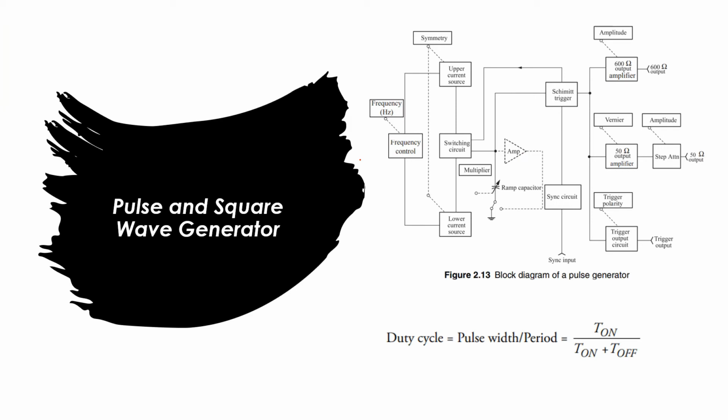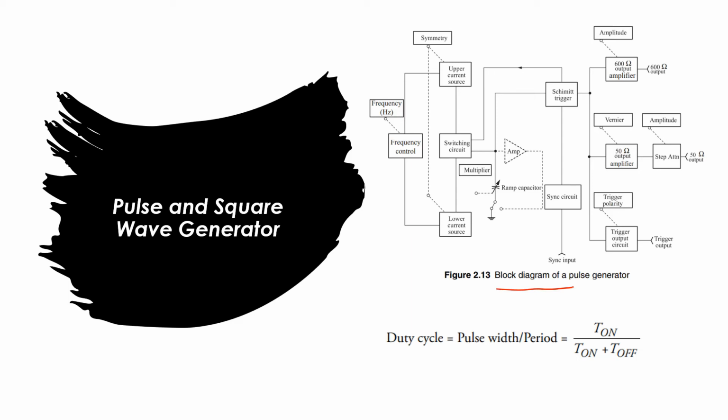And then another device is the pulse and square wave generator. It is different from the sine wave generator. Here, this device is designed to build a pulse and square wave generator. So this is the block diagram of the pulse generator.